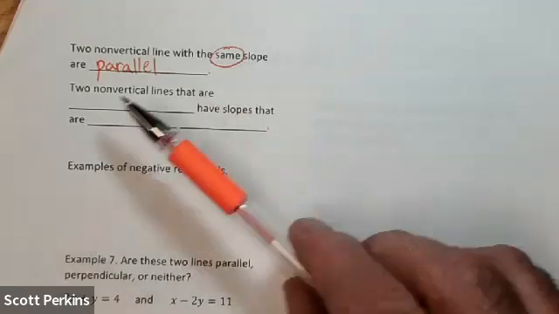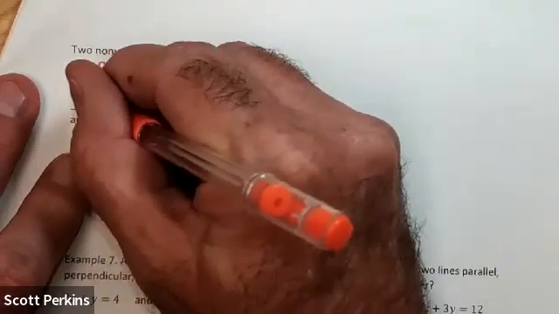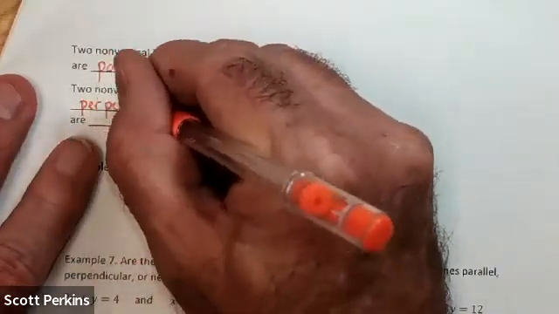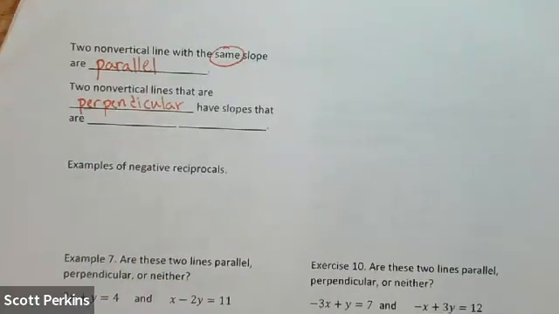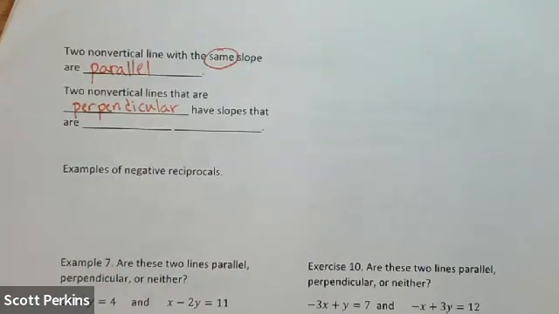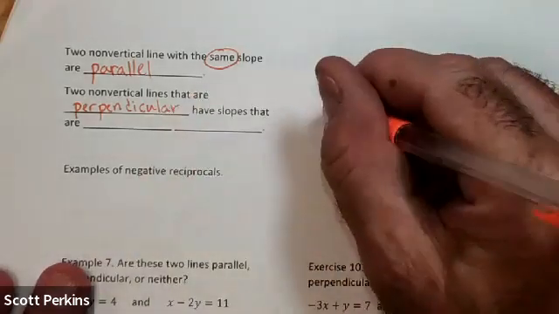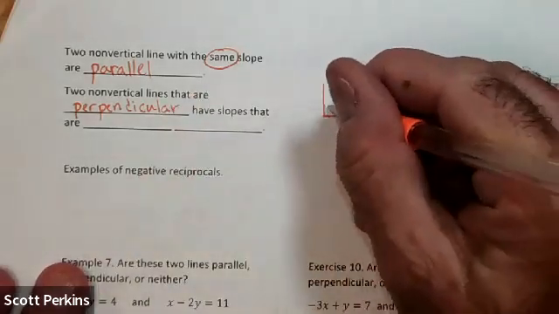Now, two non-vertical lines that are what's called perpendicular. That's a fun math word. In case you don't know what the word perpendicular means, because I understand you might never have heard that word, perpendicular is like the floor and the wall. They meet at a 90-degree angle, hopefully. So perpendicular is like this, a 90-degree angle.